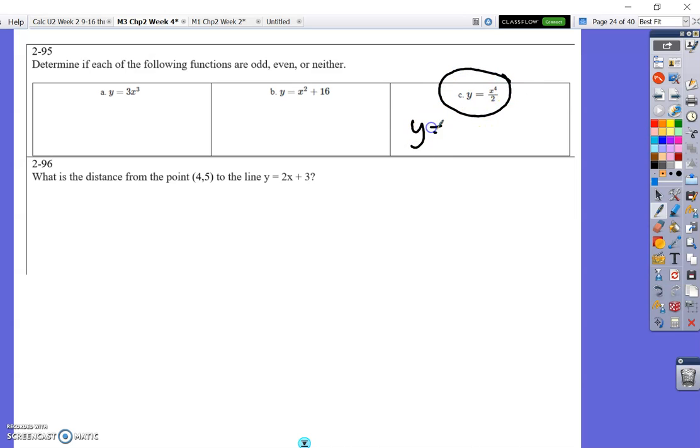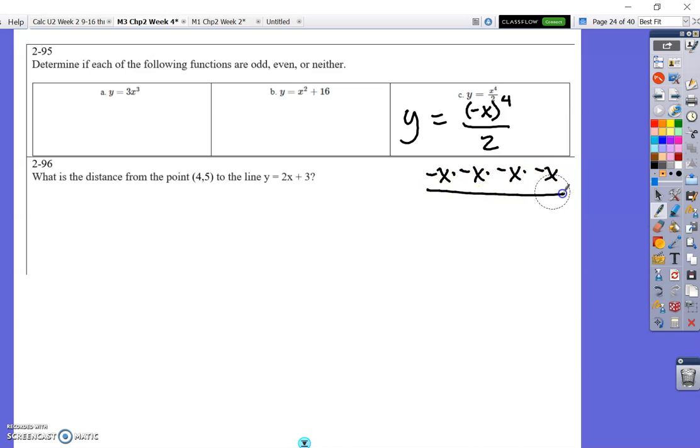So we've got y equals negative. Let me clear it. Just get this thing out of the way. Okay. So y equals negative x to the 4th power over 2. So that's negative x times negative x times negative x times negative x over 2, which is x to the 4th over 2 because the negatives will all just go away. And it's exactly the same as what I started with, so it's even.